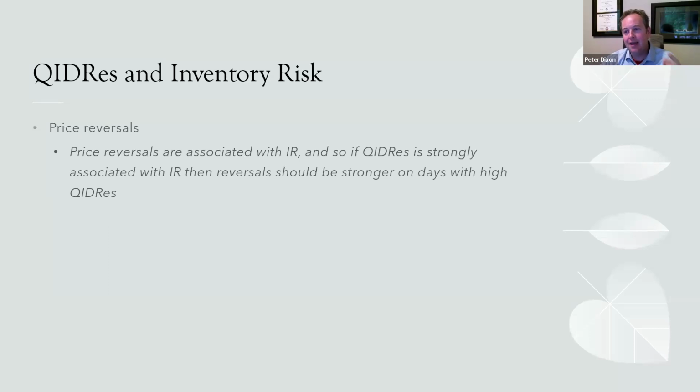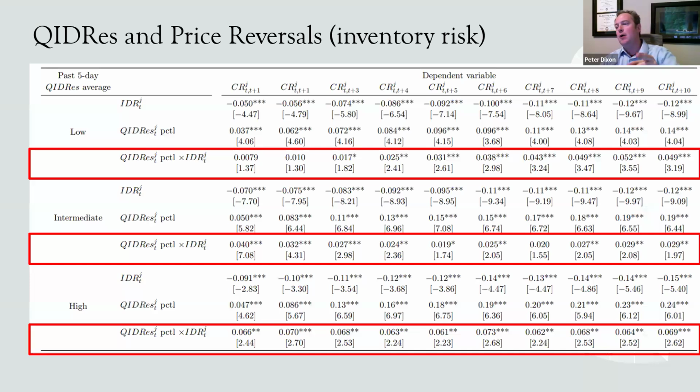The next thing we're going to look at is price reversals. Price reversals are associated with inventory risk. So if QuidRes is strongly associated with inventory risk, then reversals should be stronger on days with high QuidRes. I don't have time to explain the whole setup, but the way we've set this test up, if that's true, then the red boxes should have negative statistically significant coefficients. They don't. They have positive statistically significant coefficients.